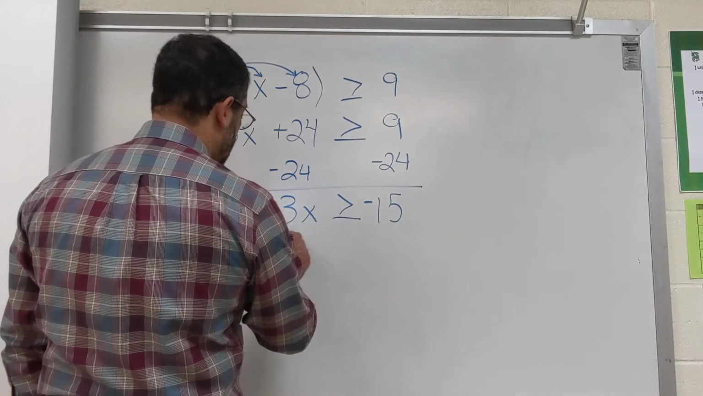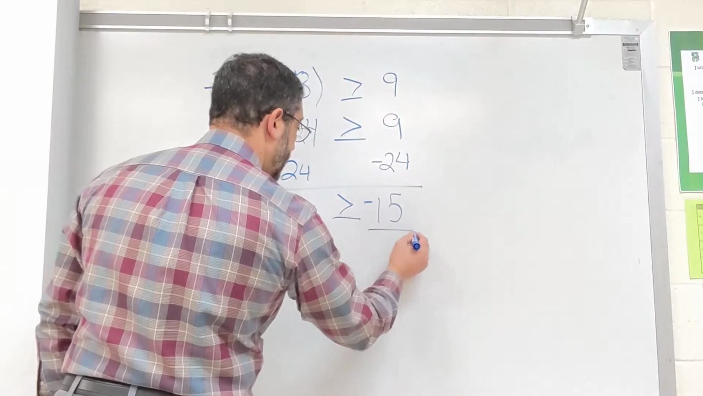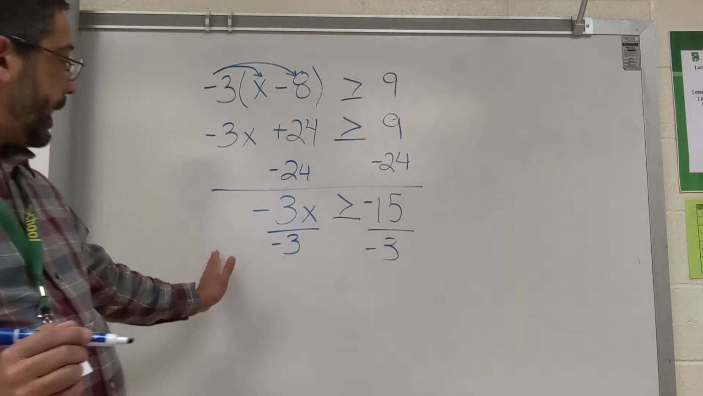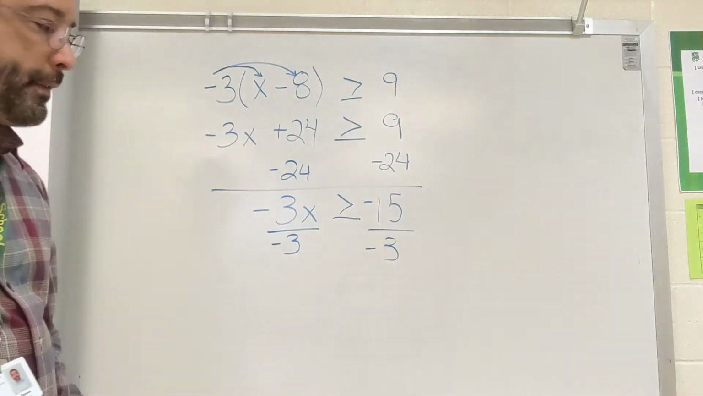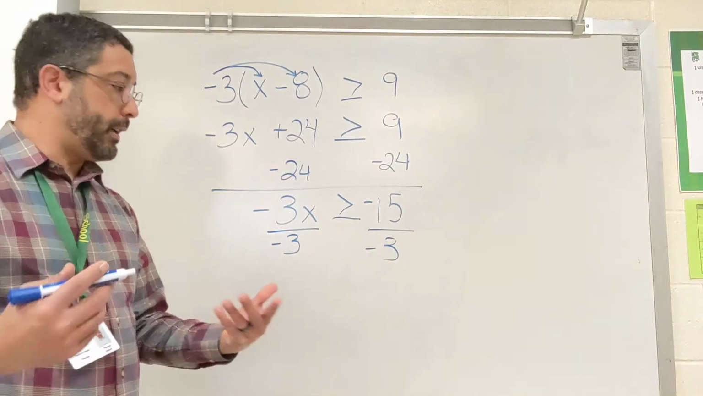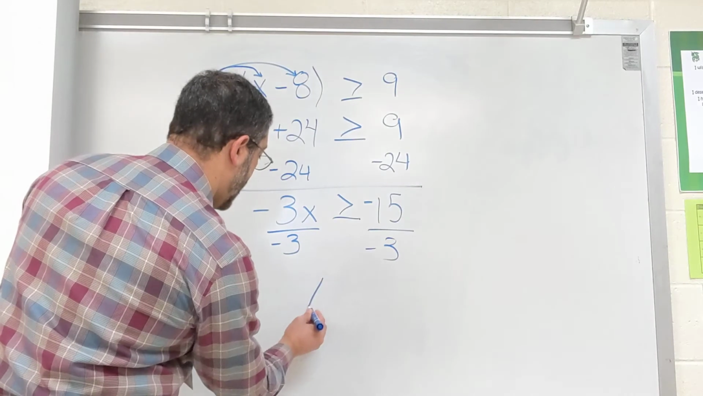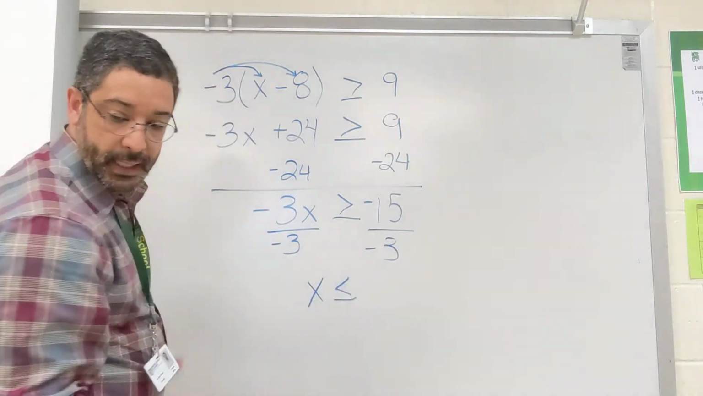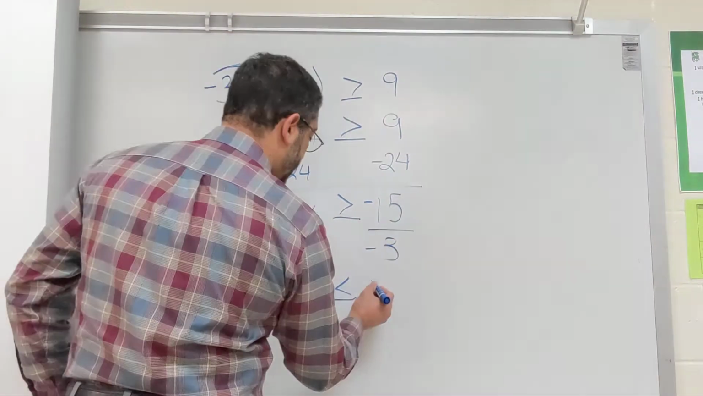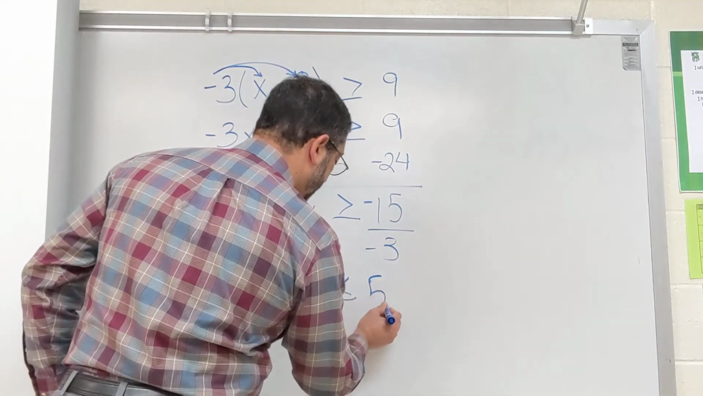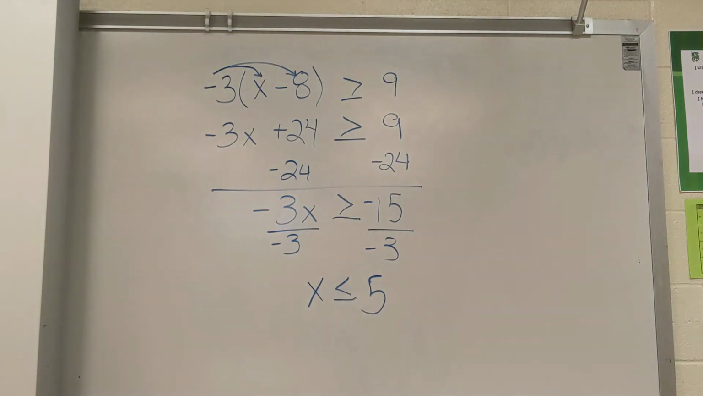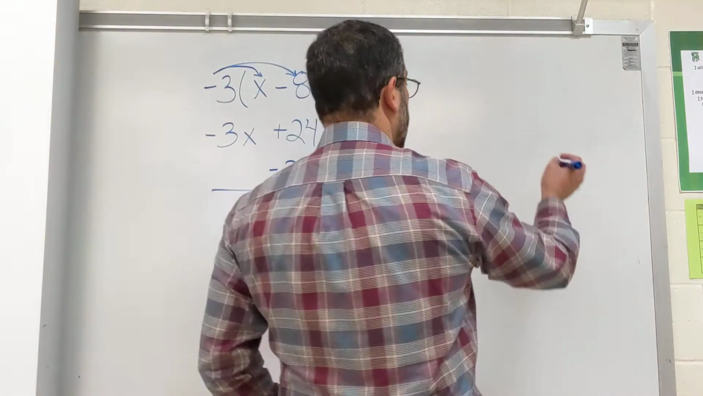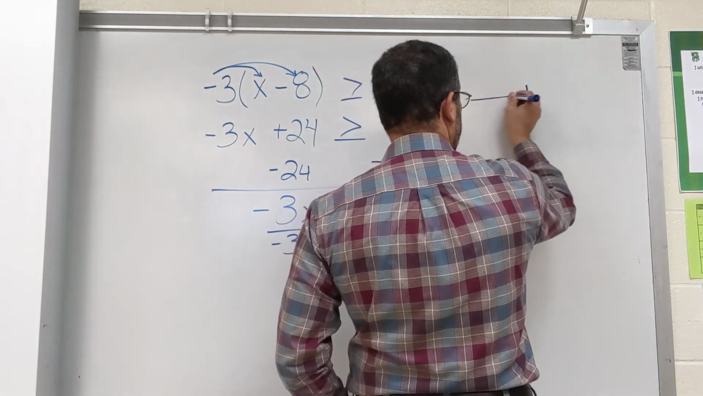So then I divide both sides by a negative 3. Now, here comes that golden rule of an inequality. When I am multiplying or dividing by a negative, my sign does what? It flips. So that's going to become x less than or equal to negative 15 divided by negative 3 gives me a positive 5. Two negatives make a positive. Okay? So to come over here and graph that now.